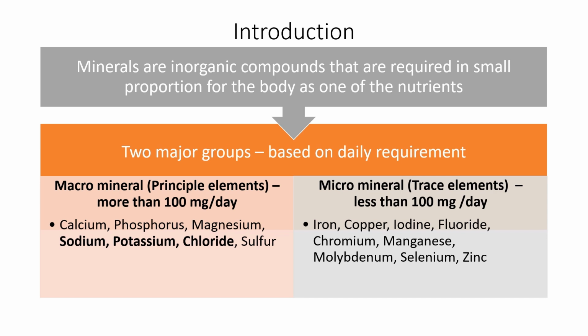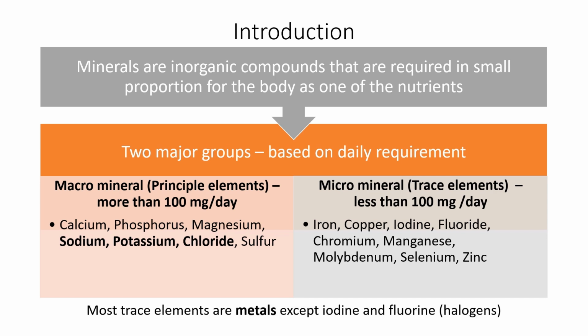Examples for macrominerals are calcium, phosphorus, magnesium, sodium, potassium, chloride, and sulfur. Examples for microminerals are iron, copper, iodine, fluoride, chromium, manganese, molybdenum, selenium, and zinc. Most of the trace elements or microminerals are metals, except for iodine and fluoride, which are halogens.